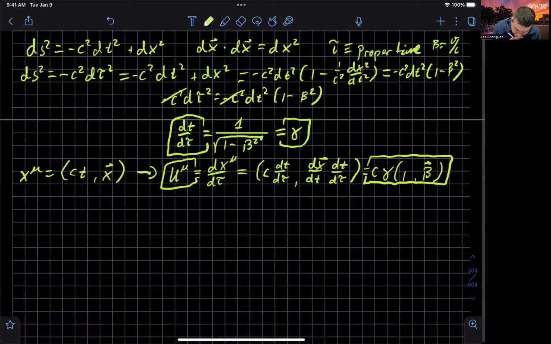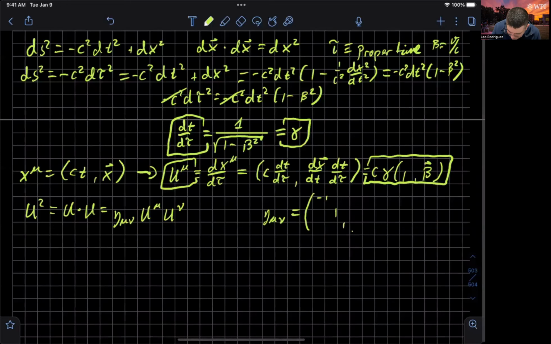The next thing I want to do is look at what happens to the square of the 4 velocity. So I'm going to take U squared, which we may write as U dot U, or if we actually want to calculate it, we'll introduce our Minkowski metric here, and our 4 velocities here, where keep in mind eta mu nu is just the Minkowski metric, so it's minus 1, 1, 1, 1, 0, 0 here.